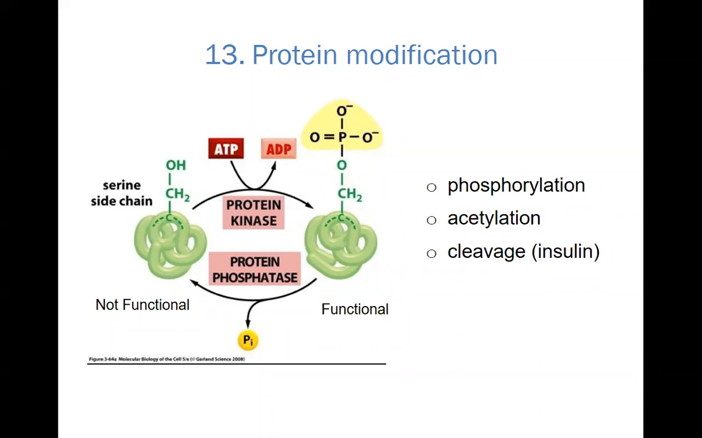Same with acetylation, or insulin cleavage. Insulin is not active as pre-insulin. Pre-insulin just floats around until it's needed, and that gives us a quick response. So when you have this regulation on the post-translational level, the advantage is that you don't have to wait for the making.